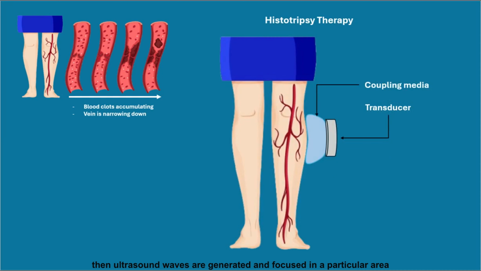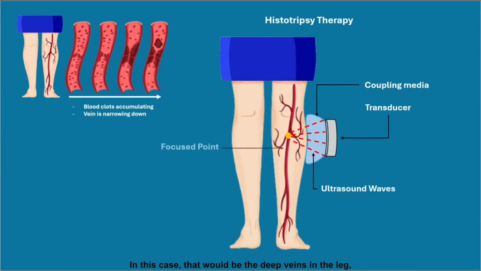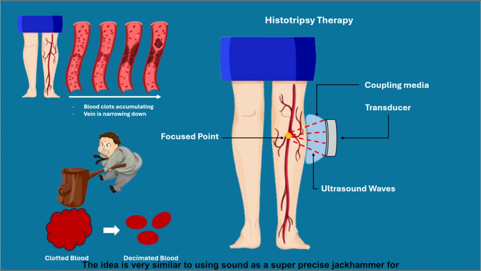Then ultrasound waves are generated and focused in a particular area, in this case, that would be the deep veins in the leg, to break up the clotted blood with the help of ultrasound pressure. The idea is very similar to using sound as a super-precise jackhammer for shattering clots into tiny pieces so the body can naturally clear them out.